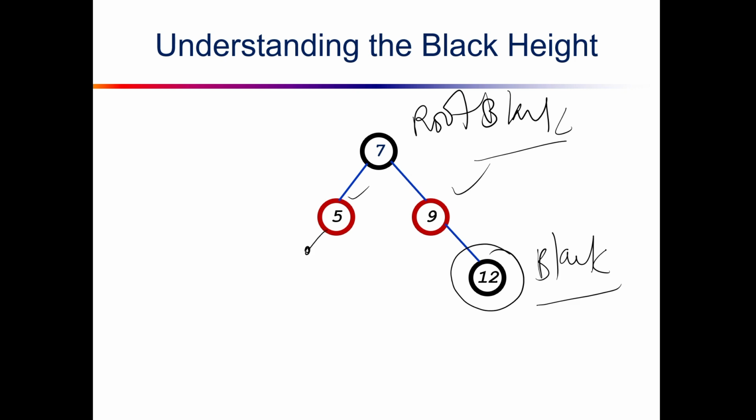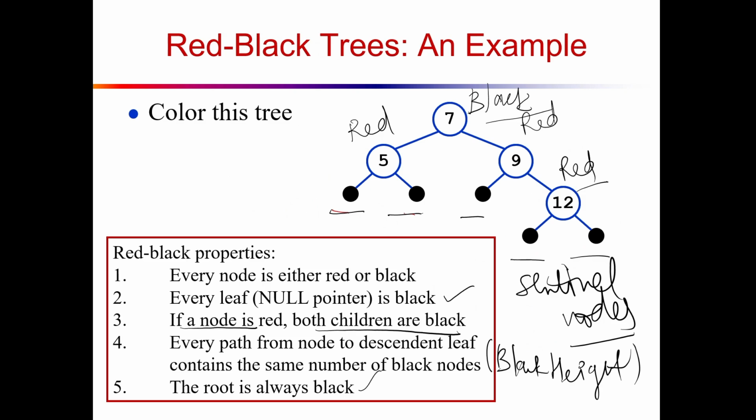Let me just prepare the leaf nodes for convenience. All right. And now I'm going to explain what black height means. Property number 4 states that every path from a node to its descendant leaves, that means going from top to bottom, contains the same number of black nodes. So we need to count the number of black nodes if we start from a node and go downwards.